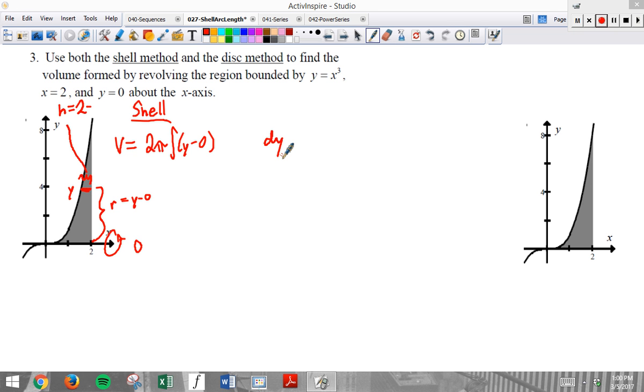Because it's a horizontal rectangle. So solving this for y should be easy for you guys. Cube root. Oh no, I can't write it. It's not easy to write, but cube root y, so times 2 minus cube root y. Now we're going to do this integral for good measure.